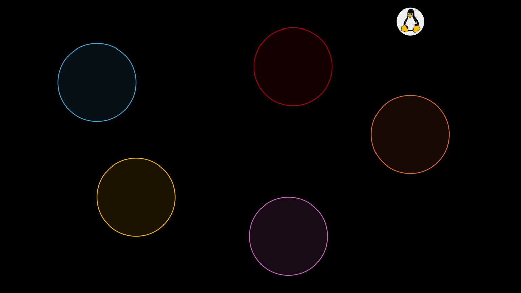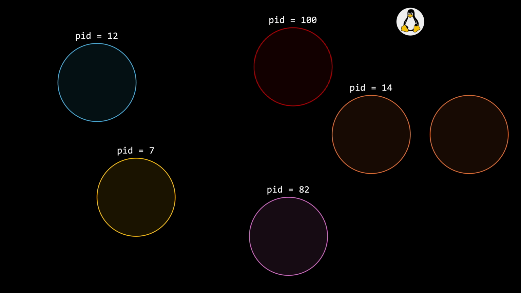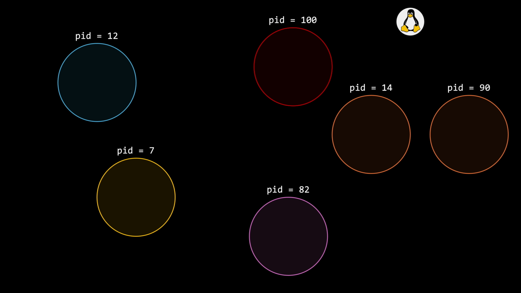The answer is the process ID. Every process running on a system has a unique ID. When fork is called, almost everything is duplicated, but the process ID cannot be, because it must remain unique. Technically speaking, each process could tell whether it's the parent or the child by looking at its own ID. Unix and Linux systems provide another system call for this: getpid. This function takes no arguments and simply returns the ID of the calling process.